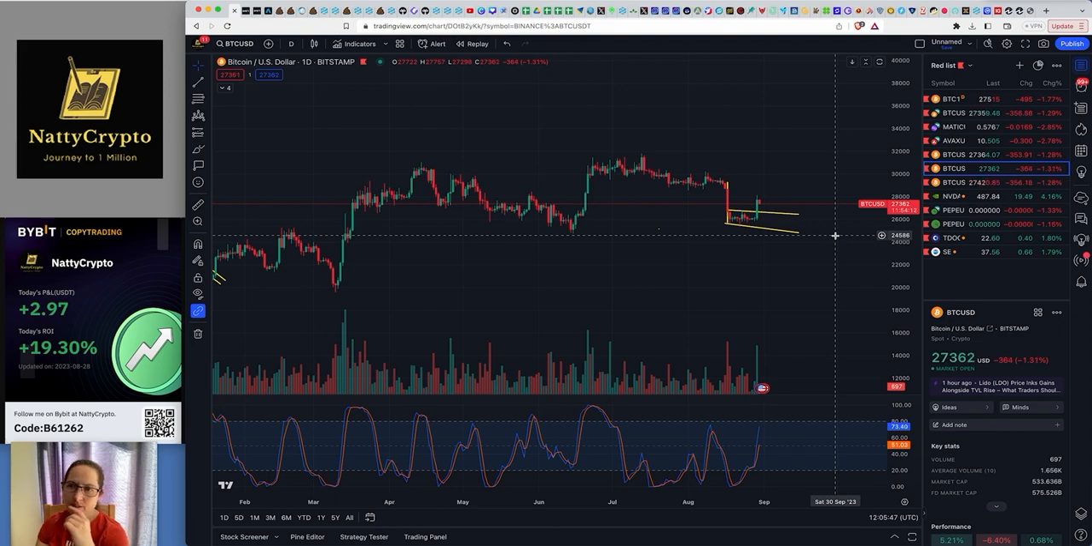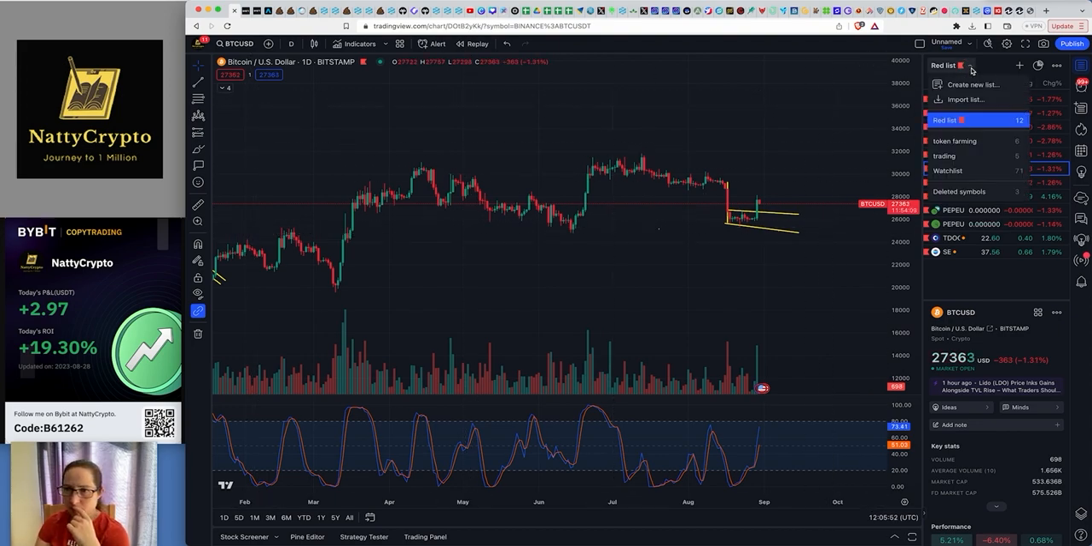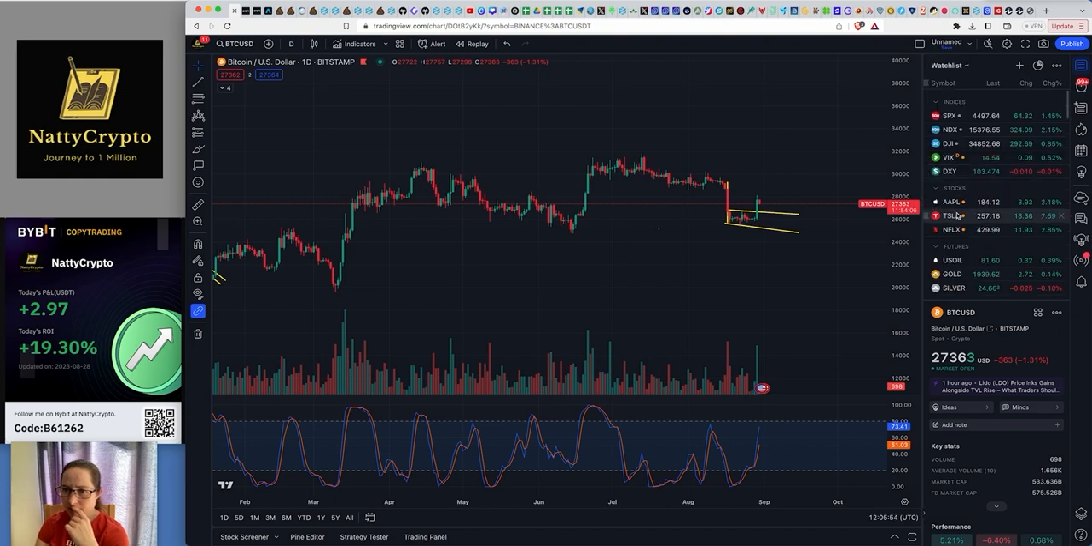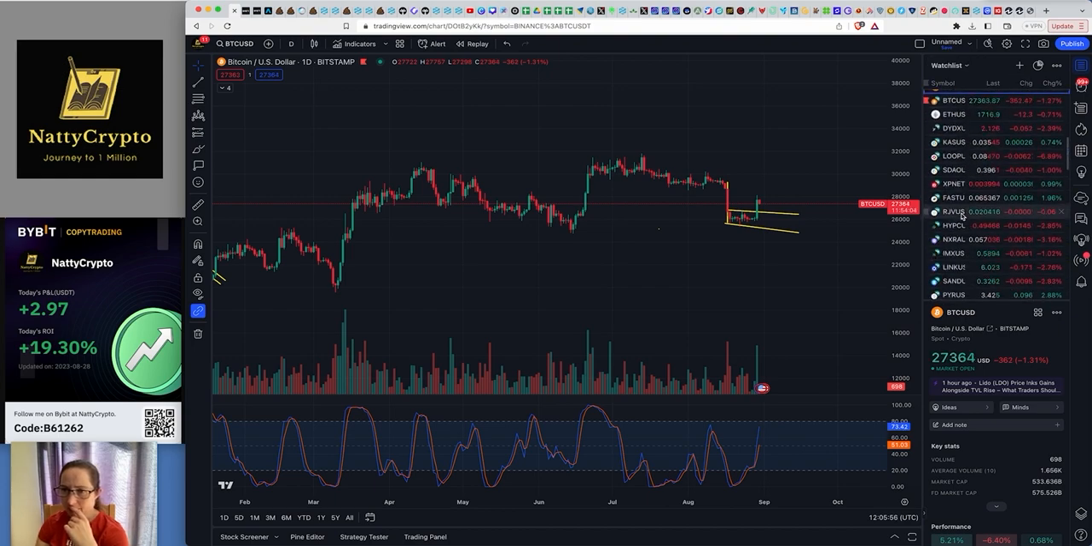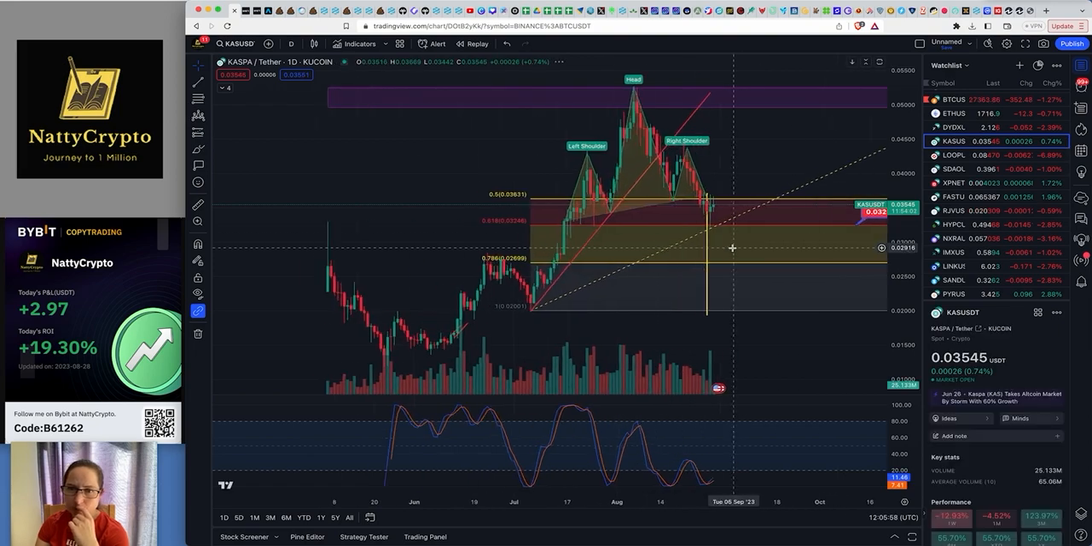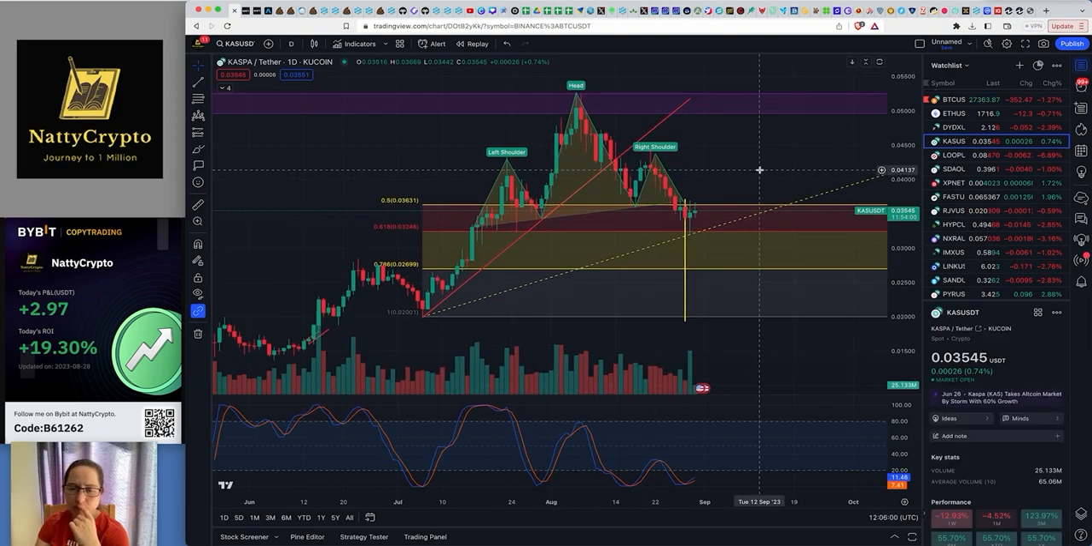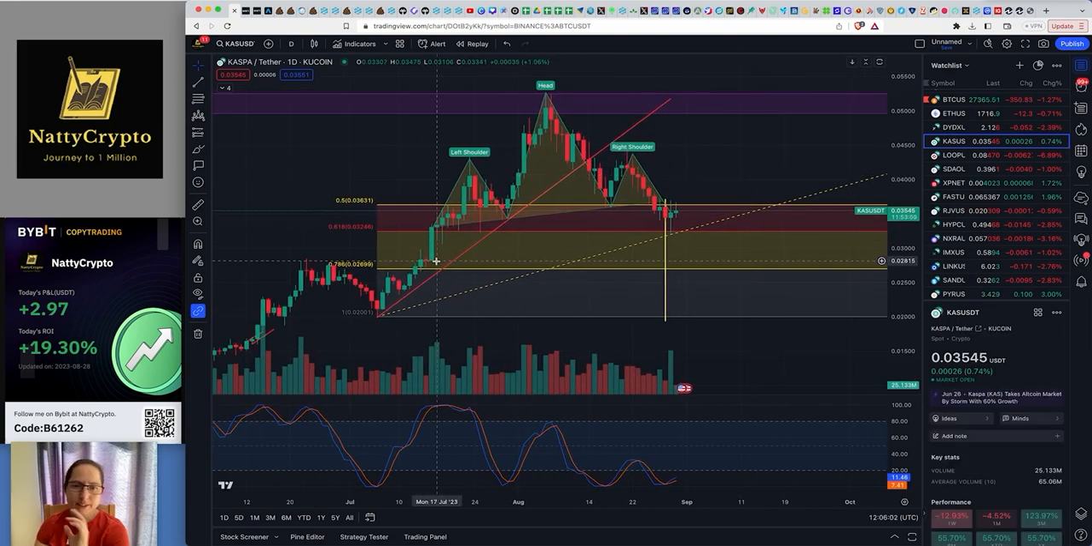But I did have a head and shoulders pattern, and that was on Casper. So let me show you Casper on the watch list, so I can show you the head and shoulders that I identified. That could have gone either way. Here you go, there's your head and shoulders pattern. This is the perfect head and shoulders pattern with all the indicators in place. You got your trend line, broke it, your head and shoulders, your left shoulder, your head.